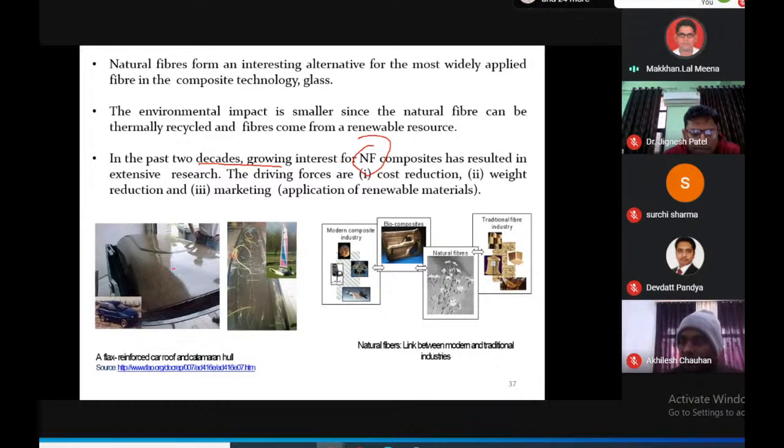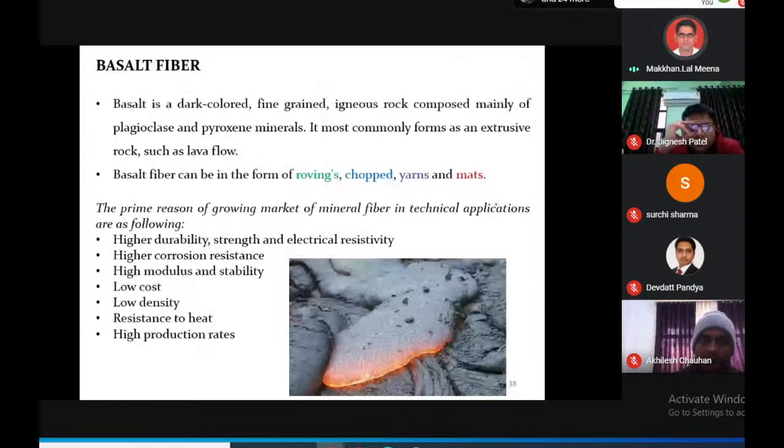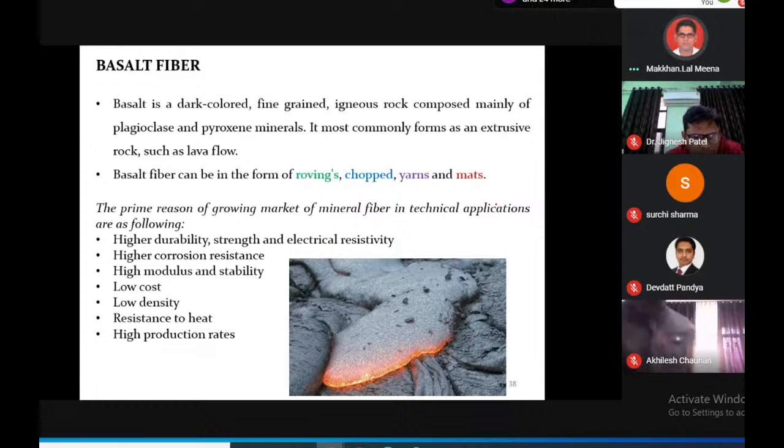So we can see different applications of natural fibers. We choose basalt fiber from natural fibers. Basalt is a dark colored, fine grained igneous rock composed mainly of clays and pyroxene minerals. It most commonly forms as an extrusive rock such as lava flow. Basalt fiber can be in the form of roving, chalk, yarn, and mat.